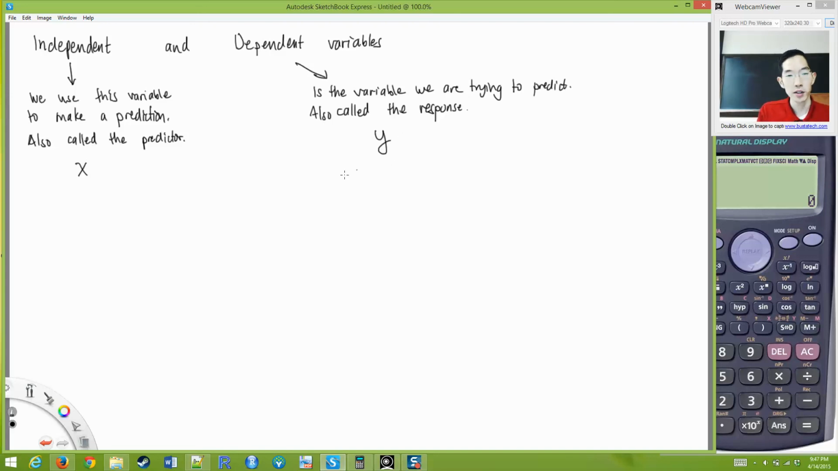As you read a problem, you have to ask which variable we are trying to predict. That you will assign as your y variable, or your dependent variable. So always ask which variable we are making predictions for. That variable will be y.